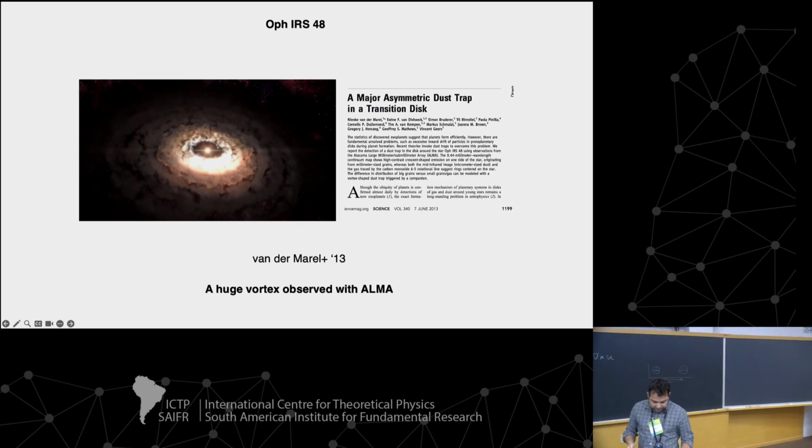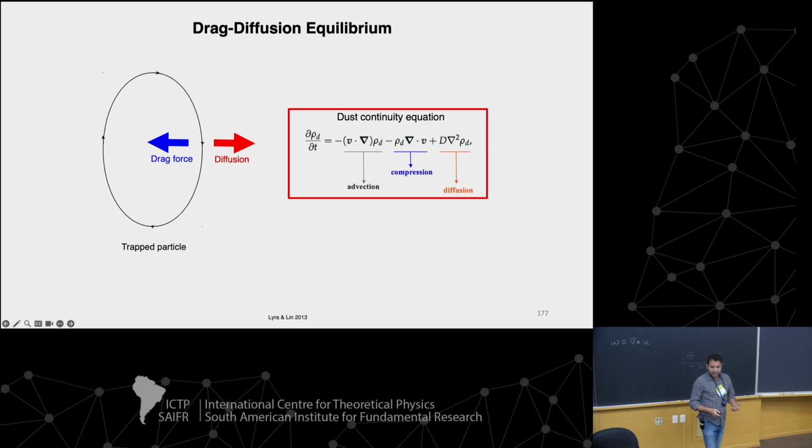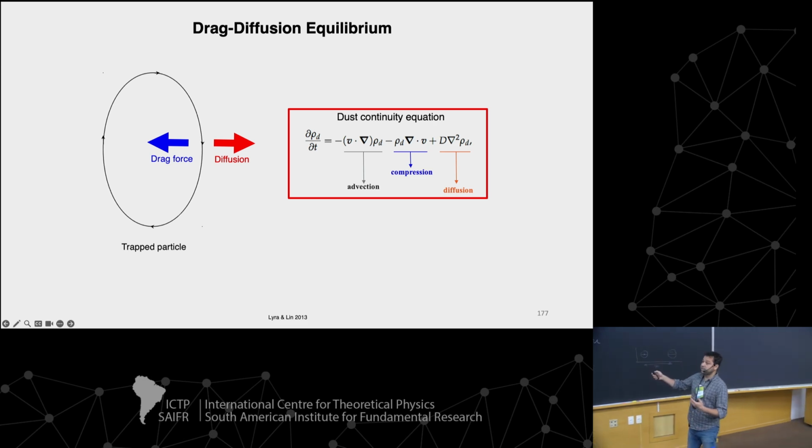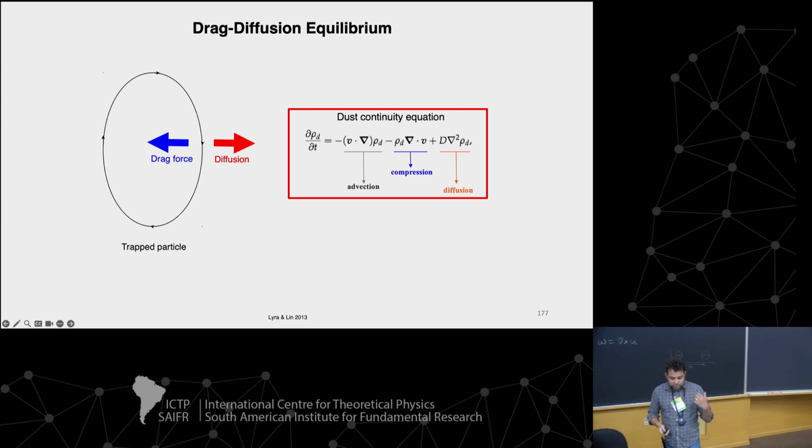But the physics, if this is a vortex, the physics that is trapping here is simple. We have the drag force that is trying to bring the dust grains inwards, and then the diffusion that is trying to kick the grains out, right? The diffusion, as we saw from the previous lectures in this course, comes from the turbulence that is happening in the disk and in the vortex core. If this dust is being observed, it is because it is in a steady state. The steady state is between the drag force and the diffusion.